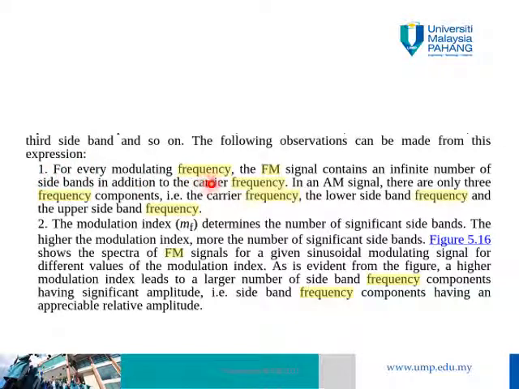Number 1, for every modulating frequency, the FM signal contains an infinite number of sidebands in addition to the carrier frequency. In an AM signal, there are only 3: the carrier, and the lower and upper side frequencies. Number 2, the modulation index determines the number of significant sidebands. So the value of the modulation index determines the number of significant sidebands. The bigger the value of the modulation index, the more significant sidebands there are.